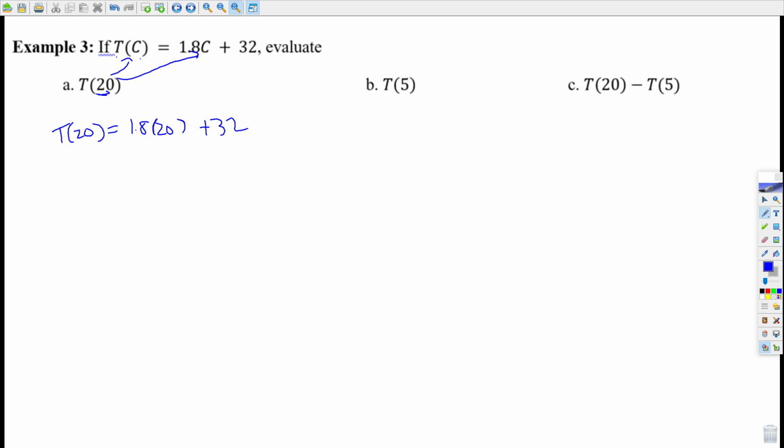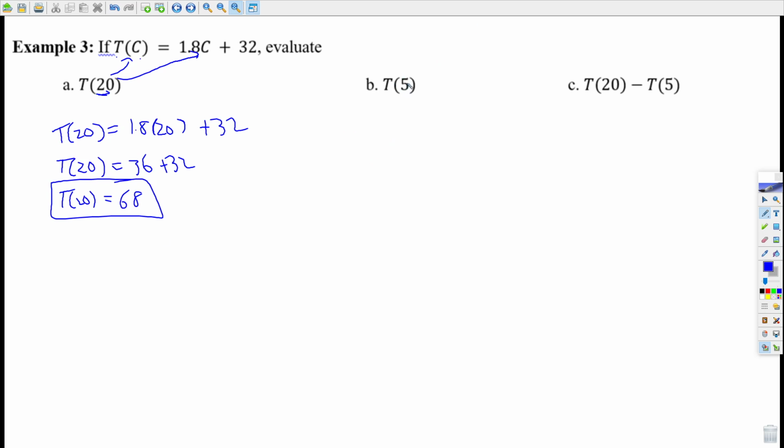And then you just use your calculator. The left-hand side, again, stays the same. You're not evaluating anything over here. The other side, you have to actually multiply together and then add. So go ahead and do that. We do 1.8 times 20. That is 36 plus 32. So as a final answer, we get T of 20 equals 68. And that would be your answer.